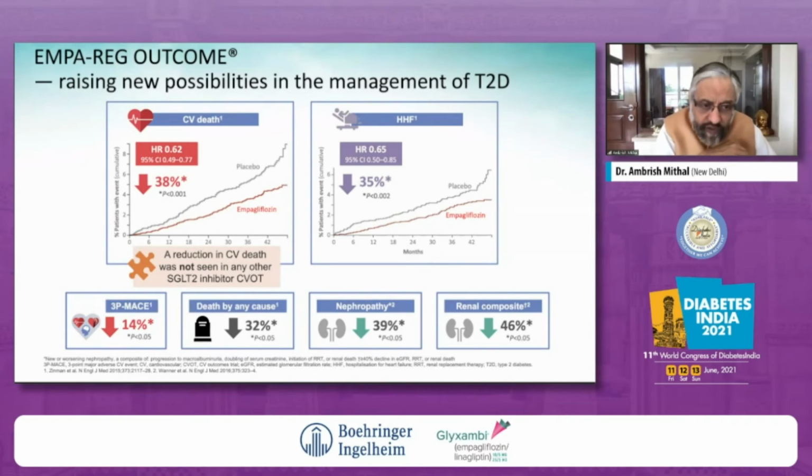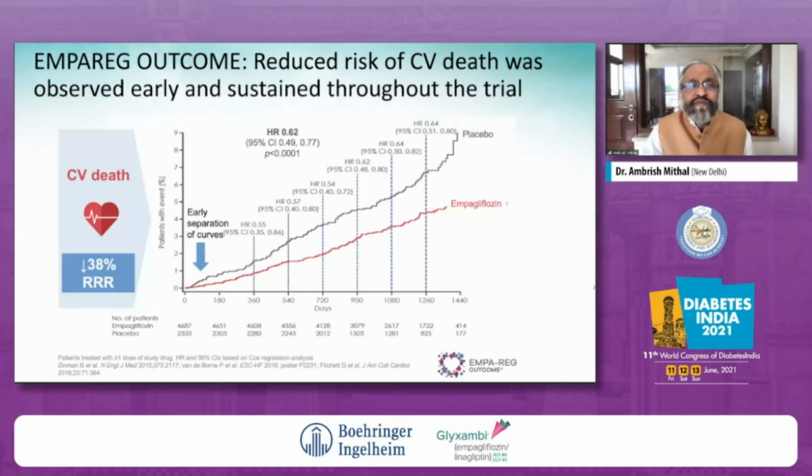CV deaths was very well seen with EMPA. Some others did not show it so strikingly. Some others showed it, so I'm not going to go hair-splitting over differences between SGLT2s. That's not the topic today. But I think what is more important is, yeah, we know this. Right? You've seen this about 1 million times.